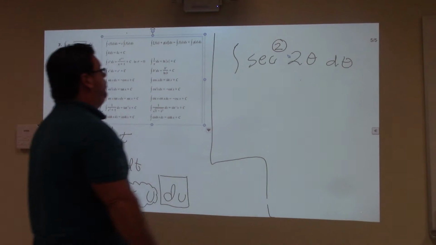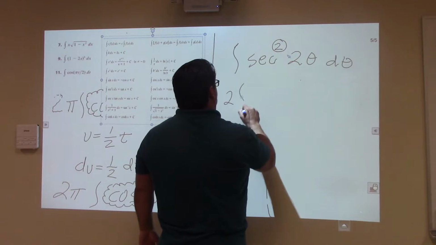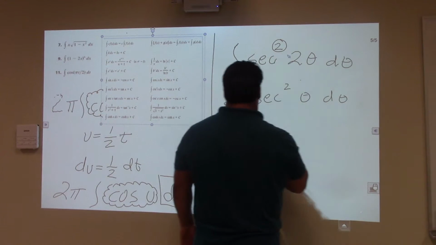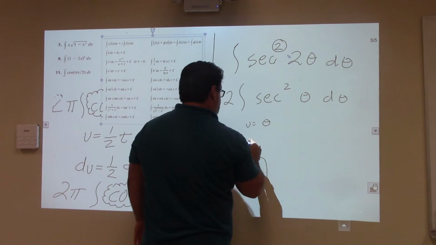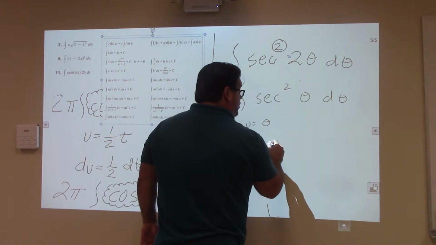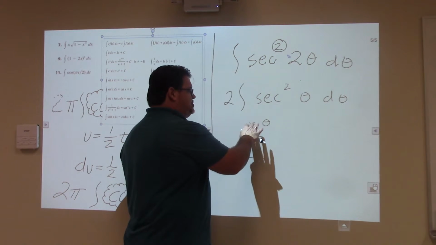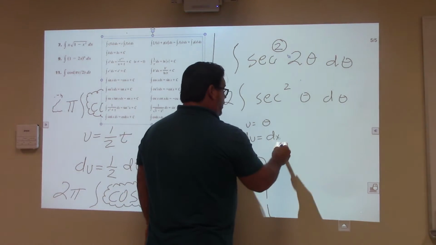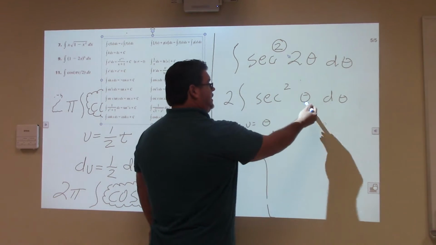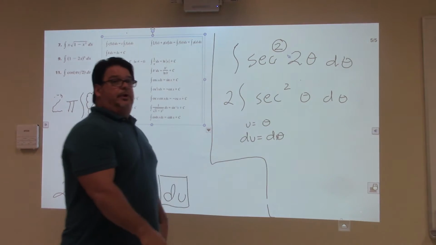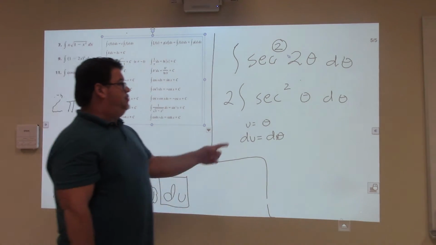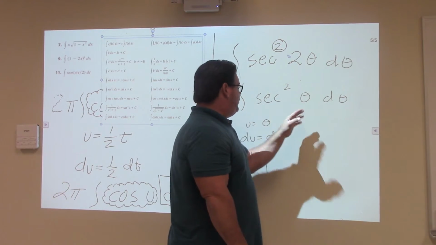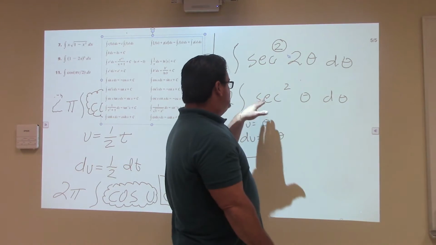Let's clean it up. 2 secant squared theta d theta. So u is equal to theta. What's du equal to? Okay, u is equal to x. What is the derivative of x? Dx. We have d theta right there. So we don't have to do anything, do we? Don't we have u du? We have secant squared of u du, don't we?